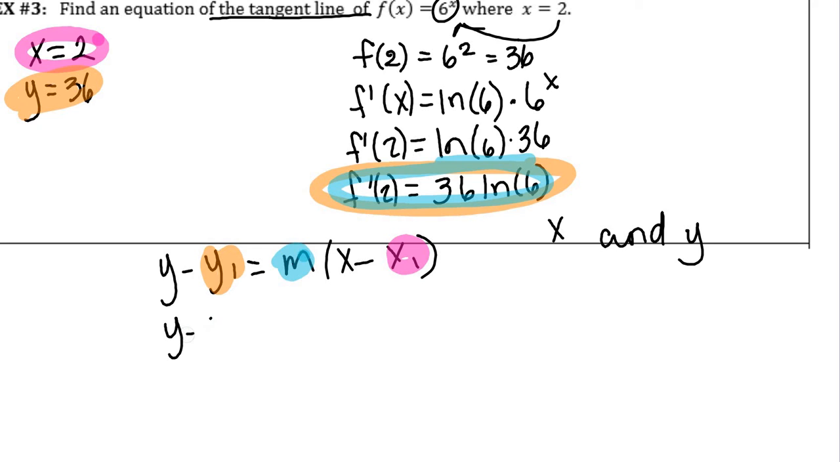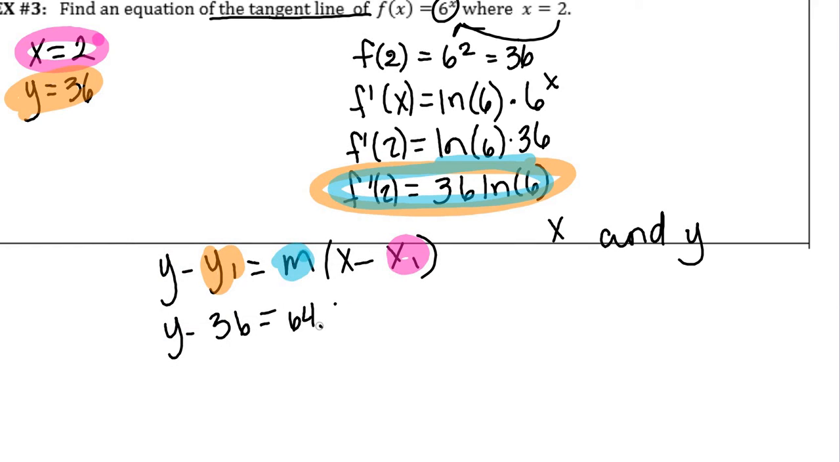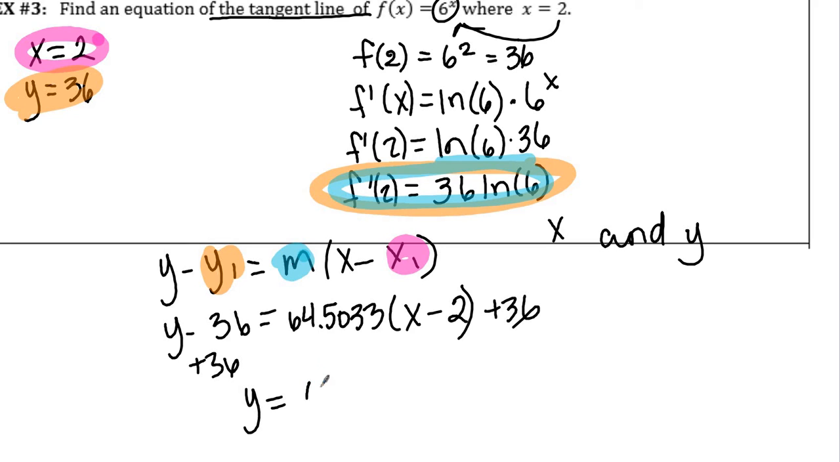So y minus 36 is equal to, and we said that was about 64.5033, times x minus 2. And again, typically we just go ahead and bring this 36 over, so that this is going to be the equation of the tangent line at 2. Okay, and that's it. Don't worry about number 4, just make sure you guys have these written down.